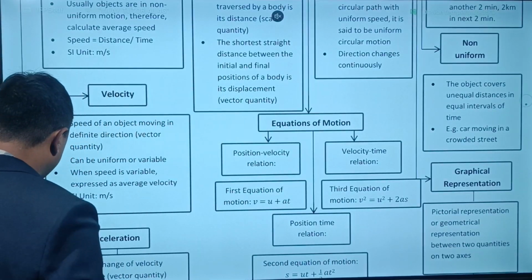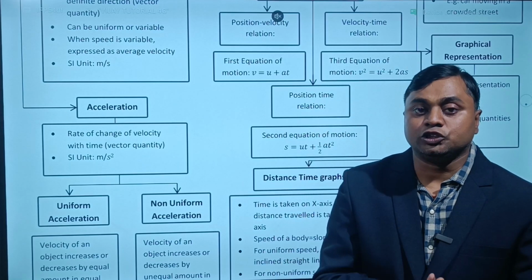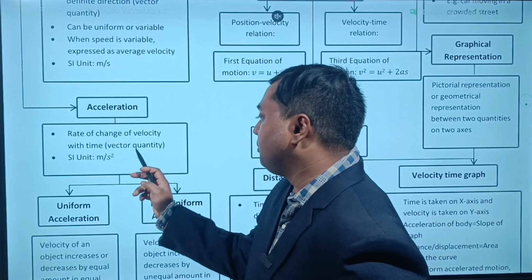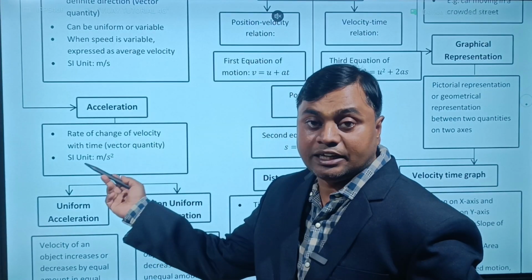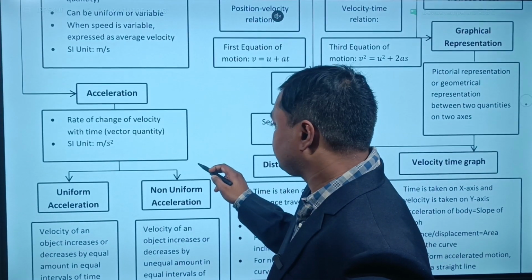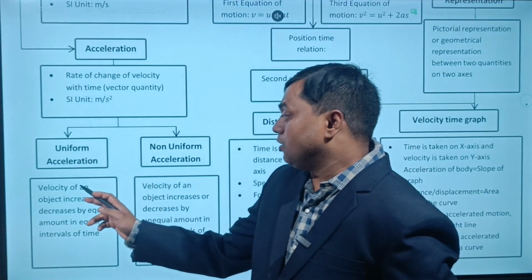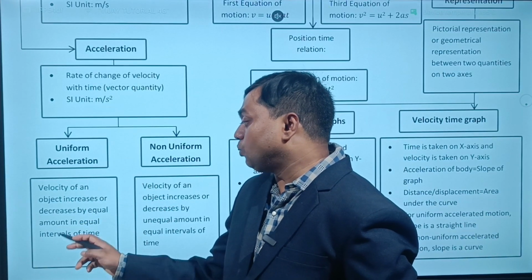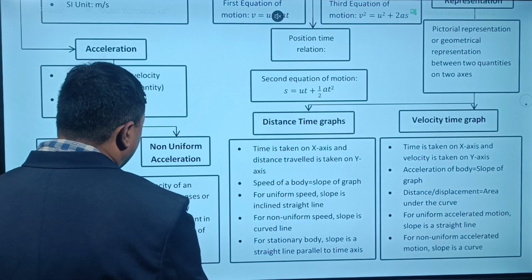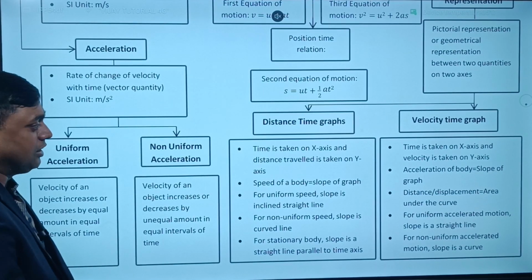What do you mean by acceleration? The rate of change of velocity, or change in velocity per unit time, is called acceleration. Acceleration is a vector quantity, and its SI unit is meter per second square. We have uniform acceleration and non-uniform acceleration, which is very important. When the velocity of an object increases or decreases by equal amounts in equal intervals of time, that is uniform acceleration. And when the velocity increases or decreases by unequal amounts in equal intervals of time, it is called non-uniform acceleration.